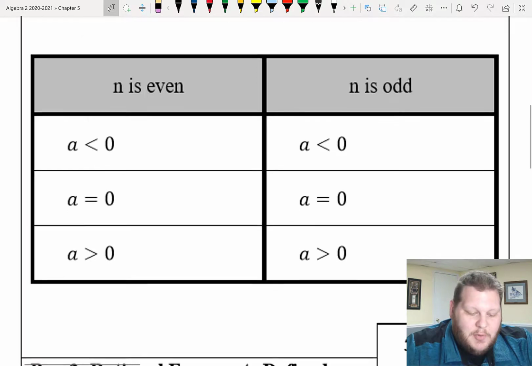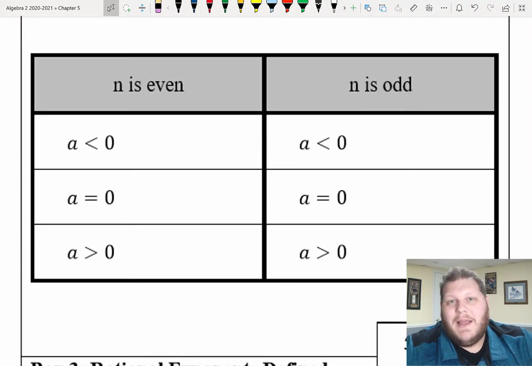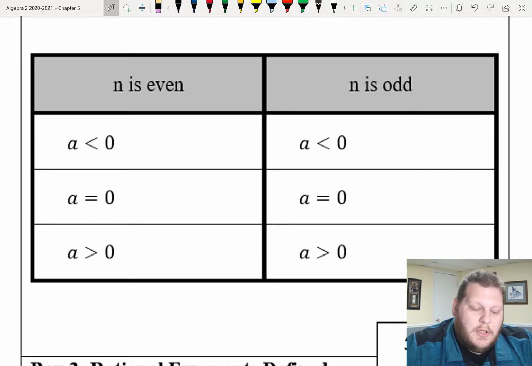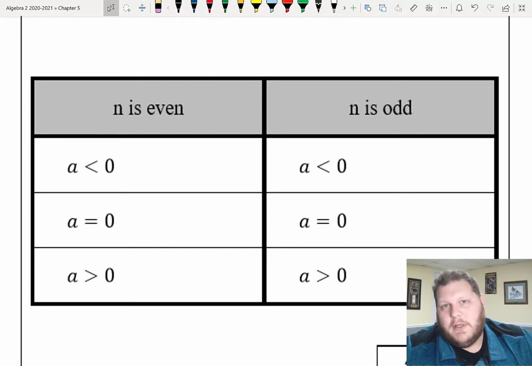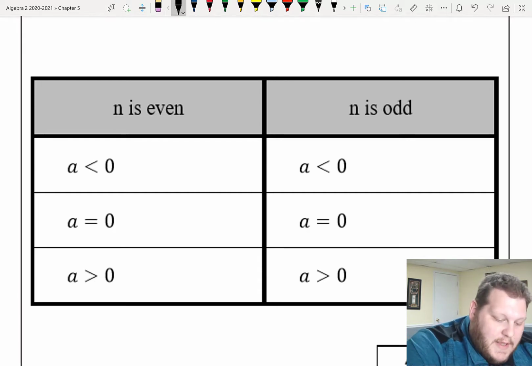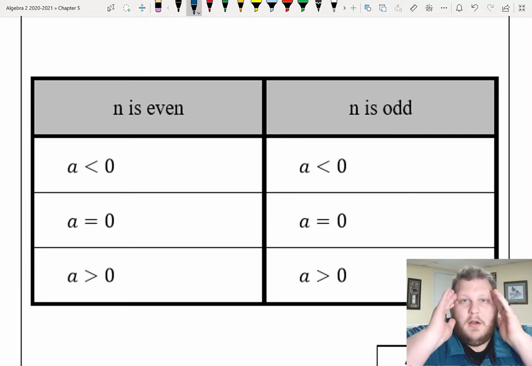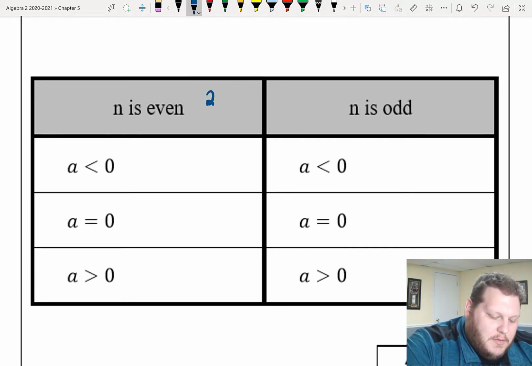Let's explore our different options for our n's and my a values and how those two things affect each other. So we're going to look at what happens when my root is even and odd, and then my number that it's equal to is bigger than 0, smaller than 0, or equal to 0. So let's start with the easy one. N is even, so our mindset is going to be looking at square roots.